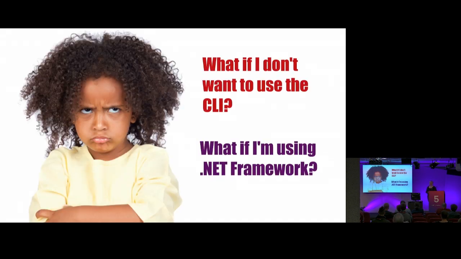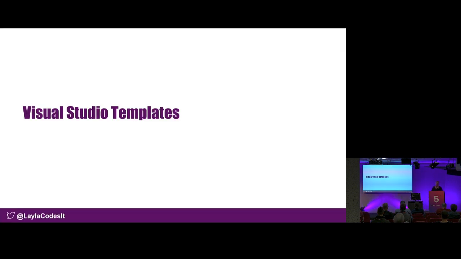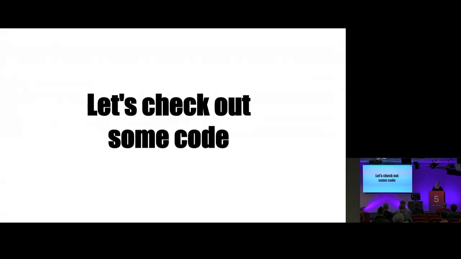So you might be saying, well, I don't use .NET Core. What if I'm on .NET Framework? Well, it's OK. You can use a VSIX template instead. So this is the Visual Studio template. So when you go into Visual Studio and you want to start a new project and you get that nice little pop-up, that's a template that we're going to stick there. So you can have your own custom templates there as well. So let's have a look and see how we can do that.